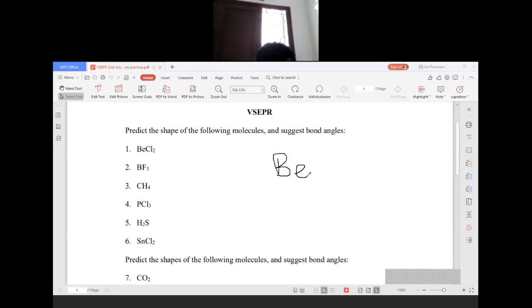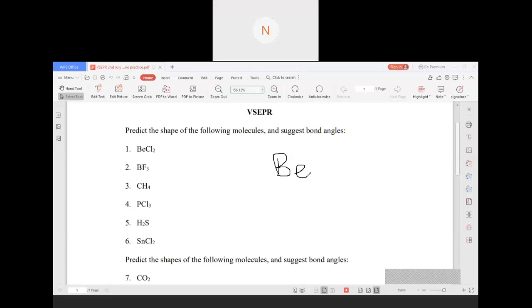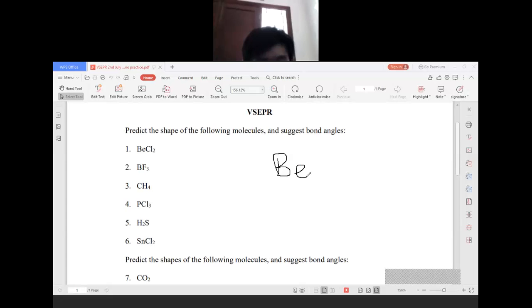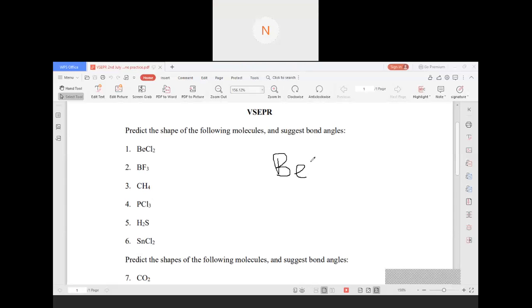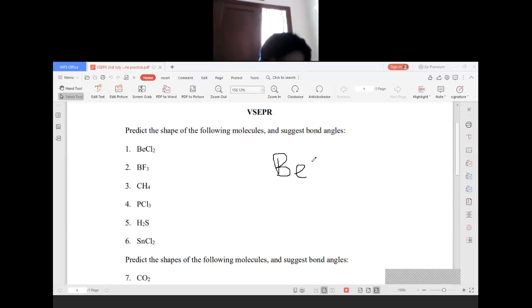Hello, Nia. How many electrons are there in the outermost shell of beryllium? Please look at your periodic table. Two. Yes, correct. Two. So like this.